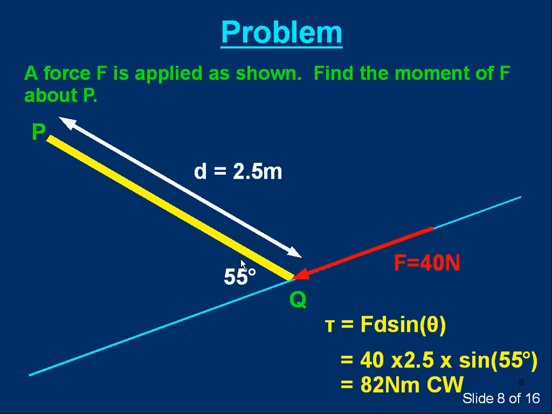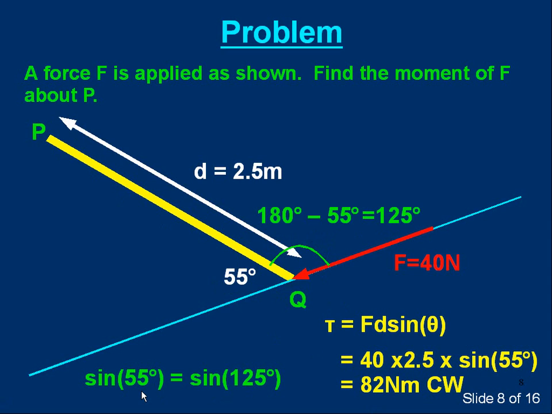Does it matter which angle we use? We could use this bigger angle here. Let me mark it in green. What happens? Well, how big is it? You ought to know that the angle marked in green is simply 180 minus 55, which is 125.